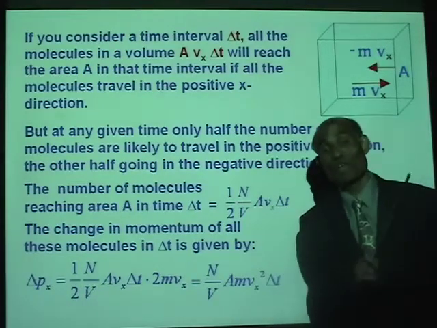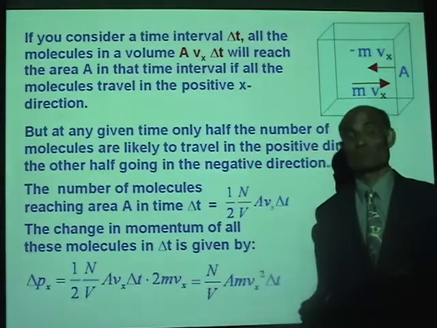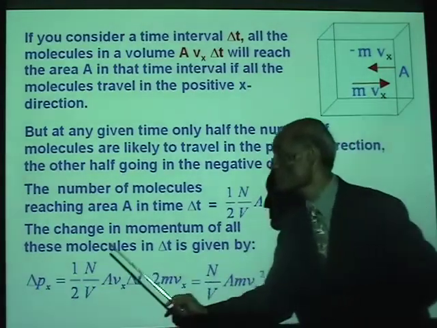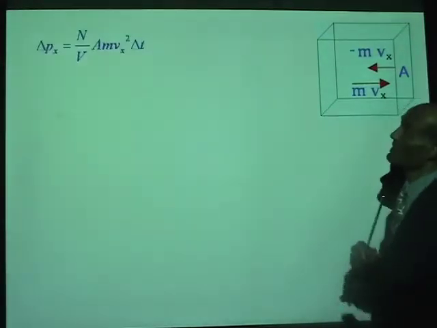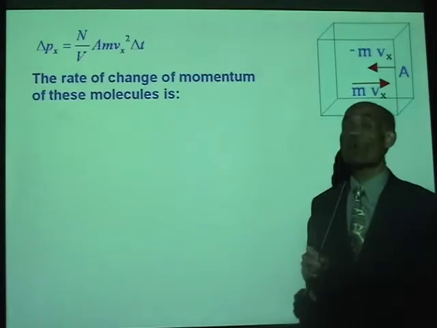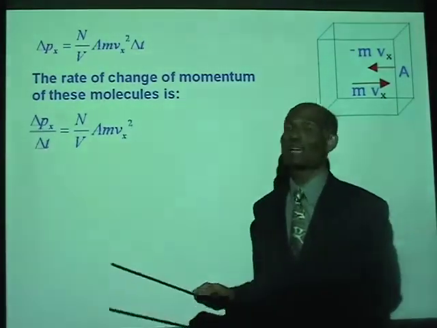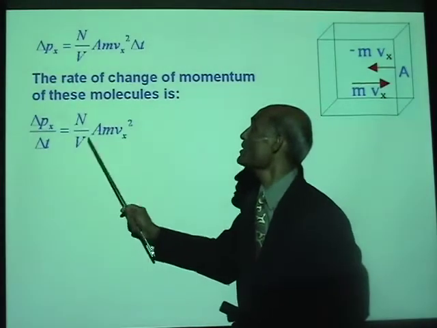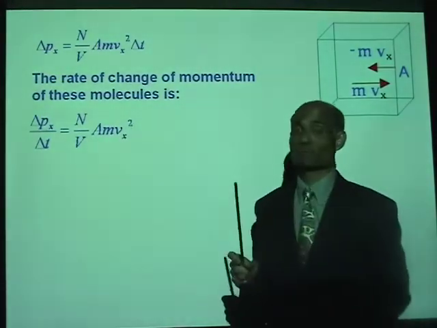And therefore, now tell me, what is the rate of change of momentum? The rate of change of momentum is delta px divided by delta t. Let's do that in the next slide. The rate of change of momentum of these molecules is delta px divided by delta t, and that is N over V A m Vx squared.